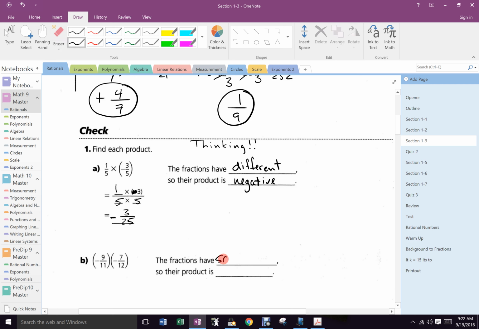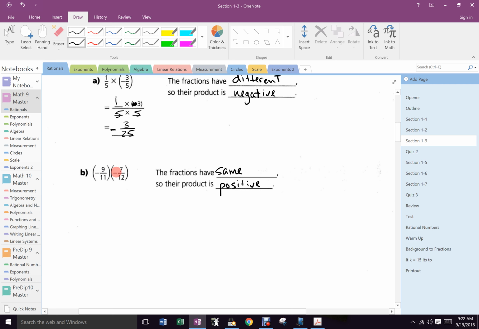Same. So the answer is positive, which means I don't need to care about the signs, do I? So let's fix it up. I'm going to rewrite it so it's bigger, just because it's easier to see.